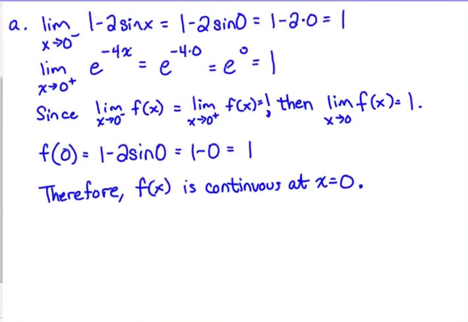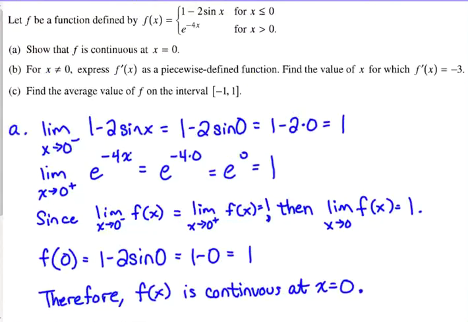Now, it's not necessarily continuous everywhere. This one is, actually, because both of those pieces are continuous everywhere. The question is, did they meet up at the right place? And they do. But all we have proven is that it's continuous at x equals 0.